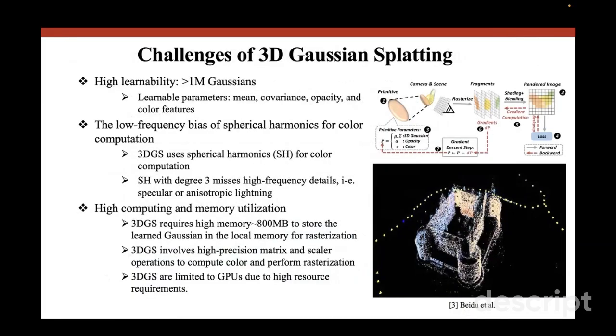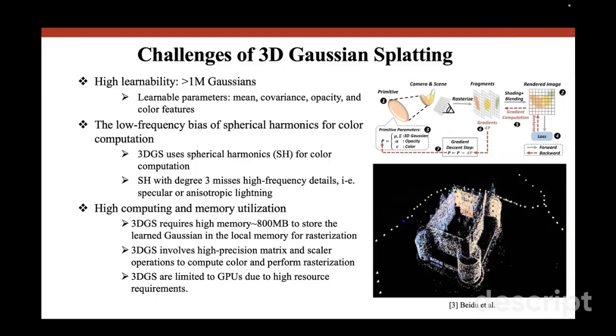Apart from the benefits, there are some challenges of 3D Gaussian splatting. The first one is high learnability. It involves more than 1 million Gaussians for a complex 3D scene. And then it has a low frequency bias for spherical harmonics color computation. So 3D GS uses spherical harmonics for color computation, and spherical harmonics degree 3 misses high frequency details, particularly in specular or anisotropic lighting conditions.